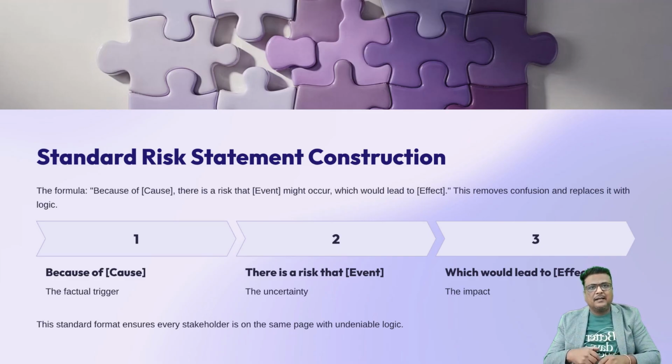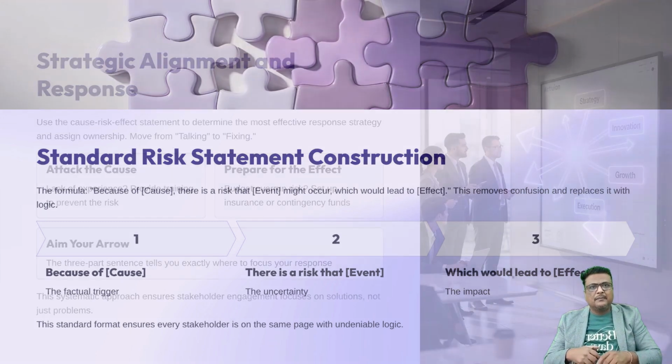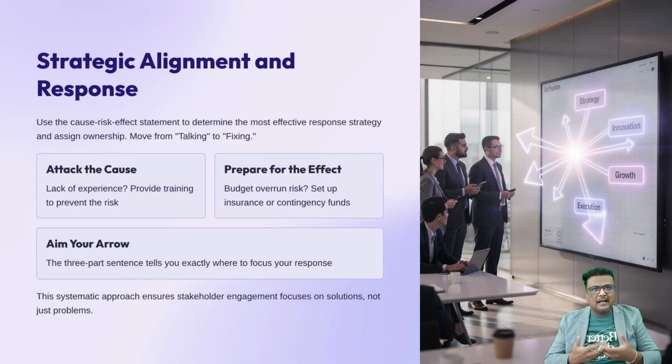Now, while having a great sentence is a huge win, we have to make sure this clarity leads to a real plan of attack. Which brings us right into our final step. Finally, we reach the strategic alignment and response. The formal definition is the process of using the cause risk effect statement to determine the most effective risk response strategy and assign ownership. In plain English, we are moving from talking to fixing.